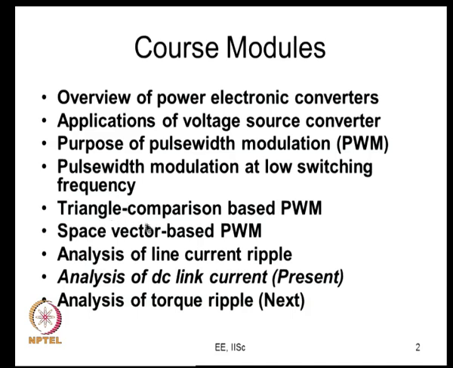Then subsequently, we have looked at the triangle comparison based PWM. When you are generating pulse width modulation, one of the common ways of doing it is triangle comparison. That is, you have 3-phase modulating signals and you compare them with a triangular carrier, and based on the comparison you switch your inverter leg. If your modulating signal is greater than the carrier, then the top device is on, otherwise the bottom device is on, as we have already seen.